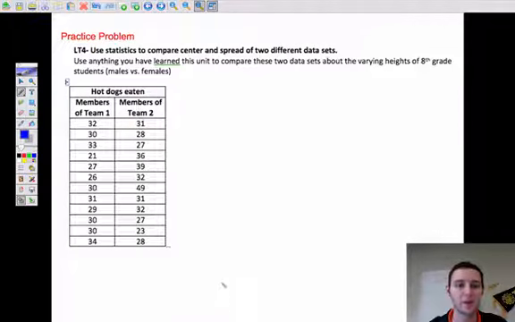The example is hot dogs eaten in a hot dog eating contest. The members of Team 1, here are how many hot dogs each member of Team 1 ate. Here are the members of Team 2 and how many hot dogs each Team 2 member ate. So go ahead and pause the video. Use anything that you've learned in the unit. So you can go ahead and make those 5-number summaries or those histograms or box plots or whatever, but then use that to compare the two data sets. So say something comparing Team 1 against Team 2.